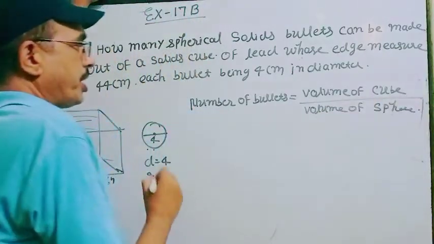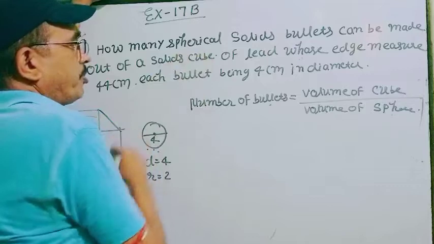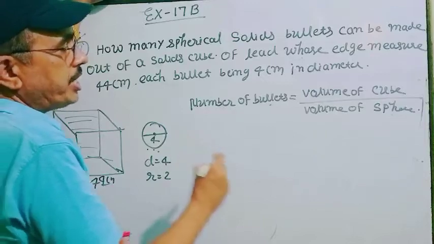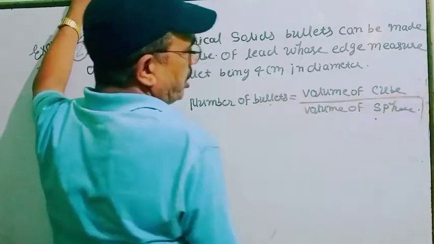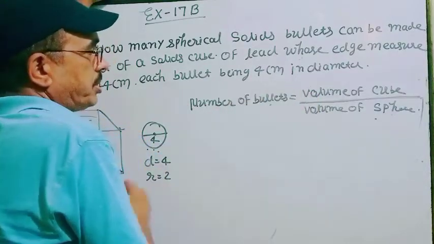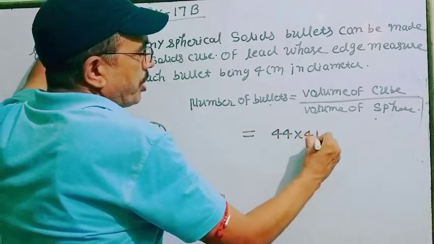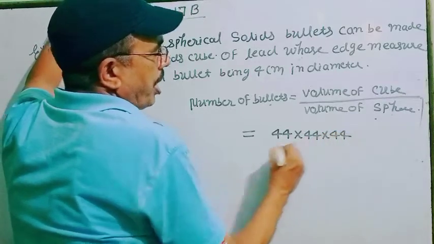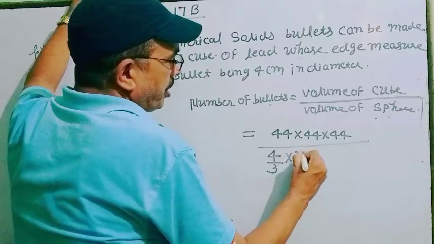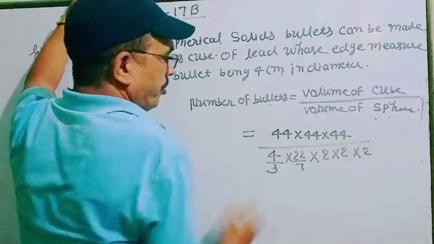Your question is, what is the number of bullets, and the bullets are in the form of a sphere? In this type of question, when they ask what is the number of bullets, the number of holes, the number of cubes, then that volume is always written in the lower part, and the solid that is melted, whose volume is always written in the upper part. So volume of cube is side cube, which is 44 into 44 into 44. And volume of a sphere is 4 by 3 pi r cube, and r is 2 into 2 into 2.